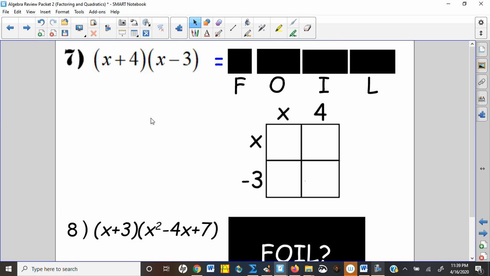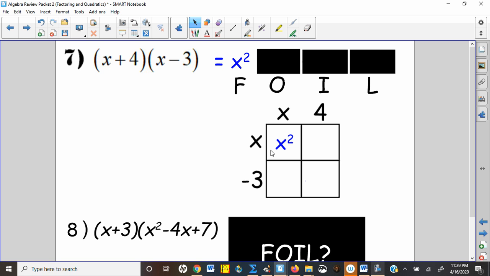Okay. Now, as much as some people like FOIL, right? The box method that you probably were taught in Algebra 1 is more versatile, because FOIL only has 4 letters and it will only work for a binomial times a binomial. The box method also works for binomials times binomials. So watch this. X times x, right, when I fill this in, is going to be x squared, just like the first in FOIL, right?